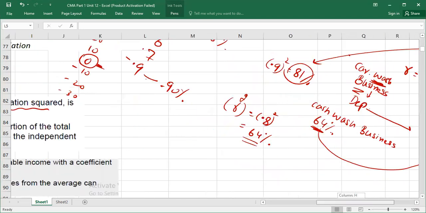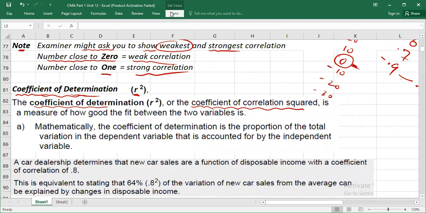So we can say this way also, guys, a definition is written. But I told you in simple words. So here they're telling you mathematically, the coefficient of determination, which is R square, is the proportion of the total variation. It's a proportion of the total change in the dependent variable. What was the dependent variable in my example? Car wash business. Like how much car wash business will change due to change in the independent variable. Understood? So my language was simpler, guys. This is written technically.